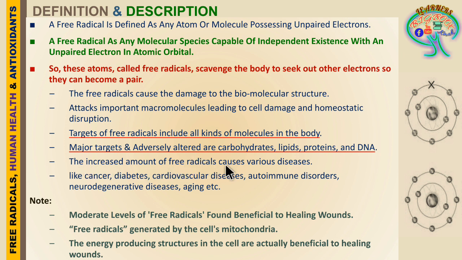The increased amount of free radicals causes various diseases, as it is going to give the adversely altered effects for these macromolecules. Then it is going to give the various diseases. So those diseases can be like cancer, diabetes, cardiovascular diseases, autoimmune disorders, neurodegenerative diseases and aging, etc. Apart from this, there are many more diseases also, but here we have counted only those which are at the higher impact and more in number.